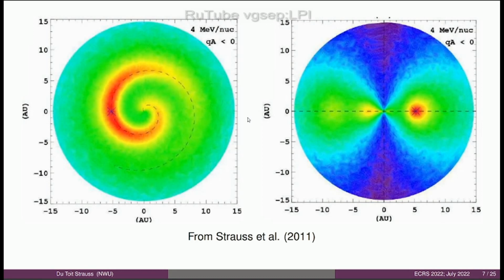You can also do a cut in the meridional plane, so looking at the side-on view. So you have the sun in the middle, there's Jupiter, and you have these particles propagating to the other side of the sun due to this spiral structure. And this is really nice because you have different processes that you can probe with these particles.